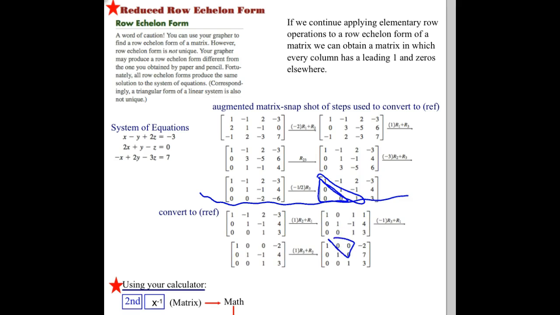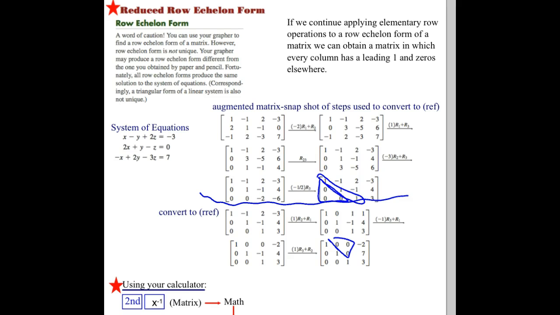If we had continued those steps, and we now tried to get zeros here, we then are putting it into what's called reduced row echelon. And if you take it all the way to that step, you don't have to back substitute. Your bottom equation says z equals 3. Your middle equation says you have 1y equaling a 7. Your top equation says you have 1x equaling a -2.